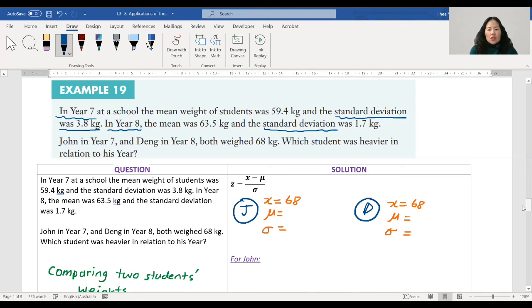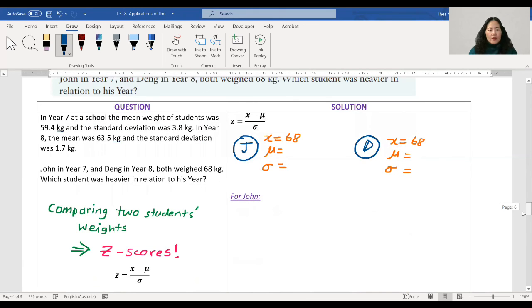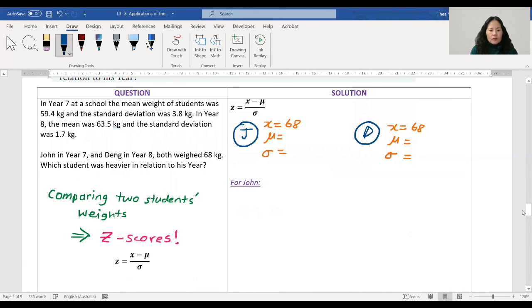So what she saw was standard deviation. For year 7, the standard deviation was 3.8 kilograms. So that's a bit wider, whereas year 8 is 1.7. That's just small. So that's what Antonina reckons is the case. You might be correct, Antonina. Okay, let's have a look. Of course, since it's comparing two different things, z-scores do the best.